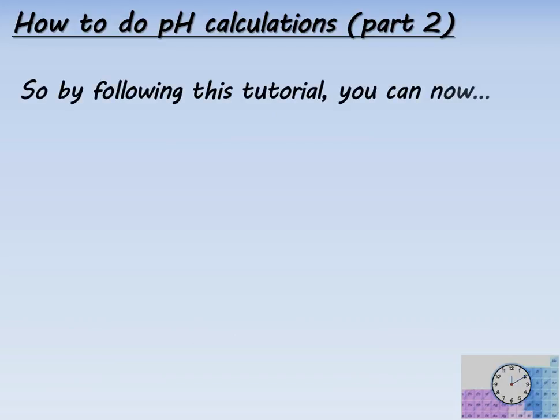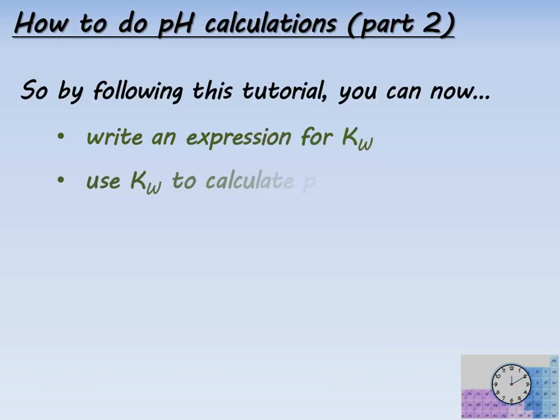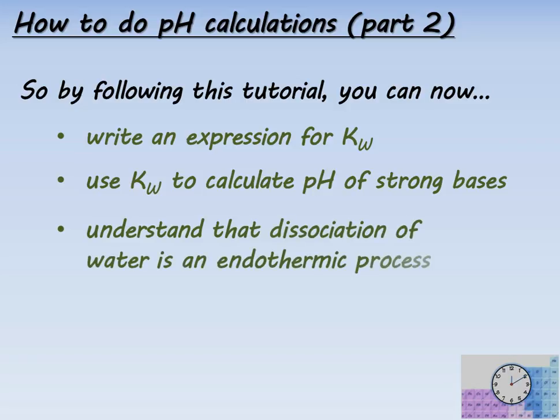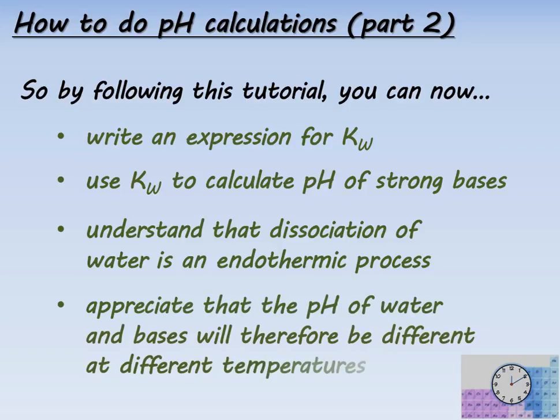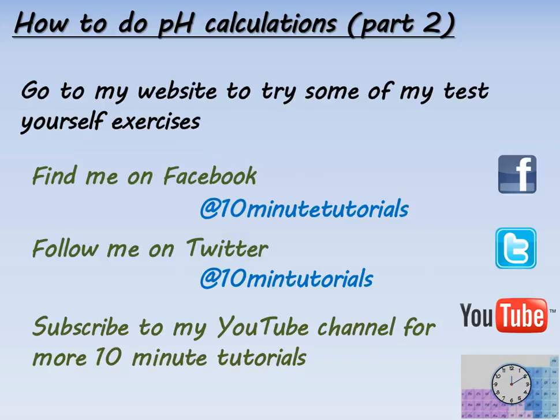So by following this tutorial, you should now be able to write an expression for Kw. Use Kw to calculate the pH of strong bases. You can either use the rearranged Kw equation, or you can convert that to pKw. The exam questions will allow both ways. You understand that the dissociation of water is endothermic, and you can appreciate that the pH of water, and therefore bases, will be different at different temperatures.